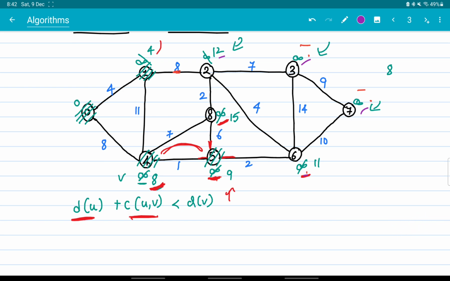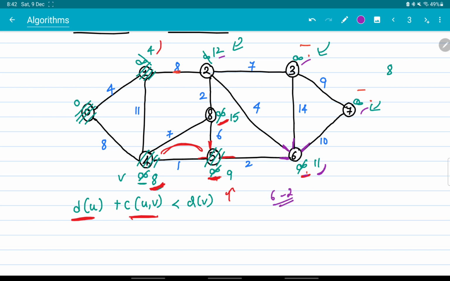So now let me apply the same operation. The distance of 6 is 11. 11 plus what are the nodes that are directly attached to 6? We have 4 nodes over here. But one of them is visited, that is the 5th node, from going from 6 to 5. It is already a visited node, so ignore that. We will be checking from 6 to 2, from 6 to 3 and from 6 to 7.